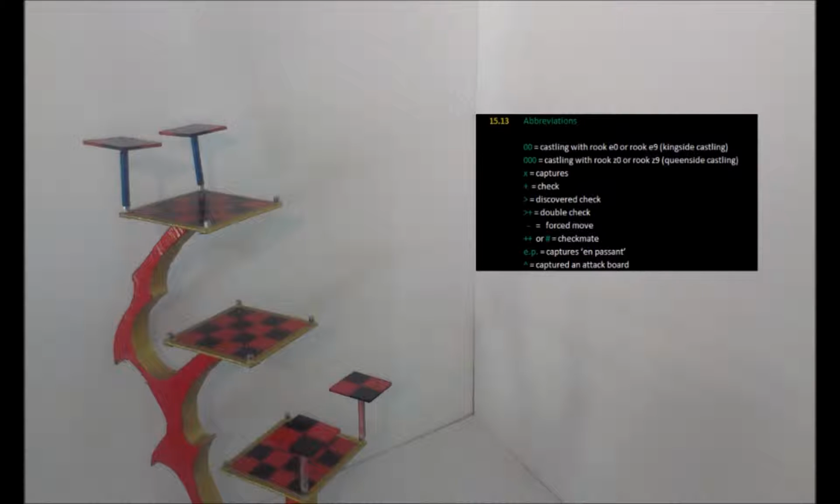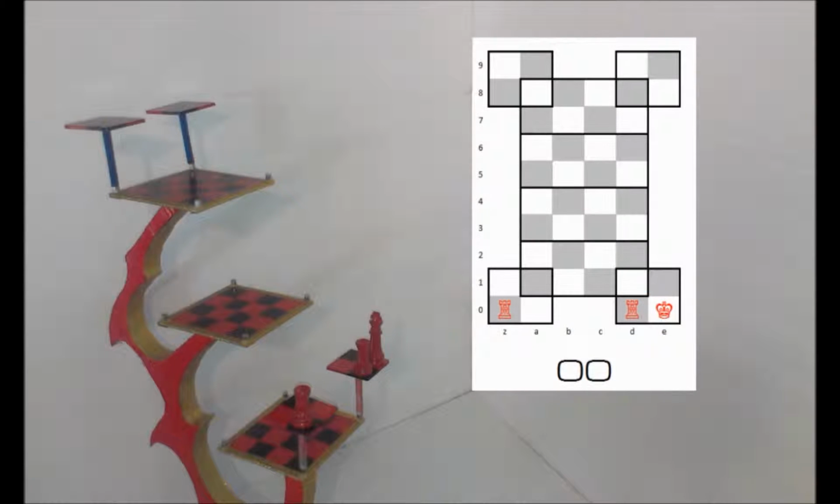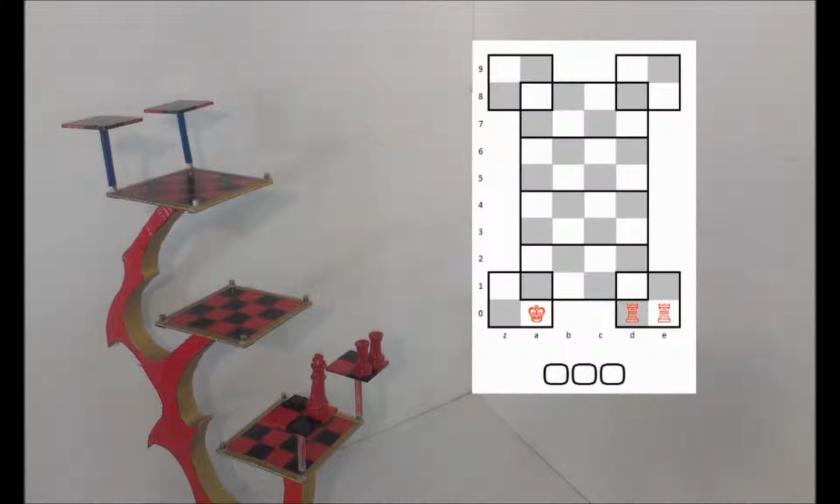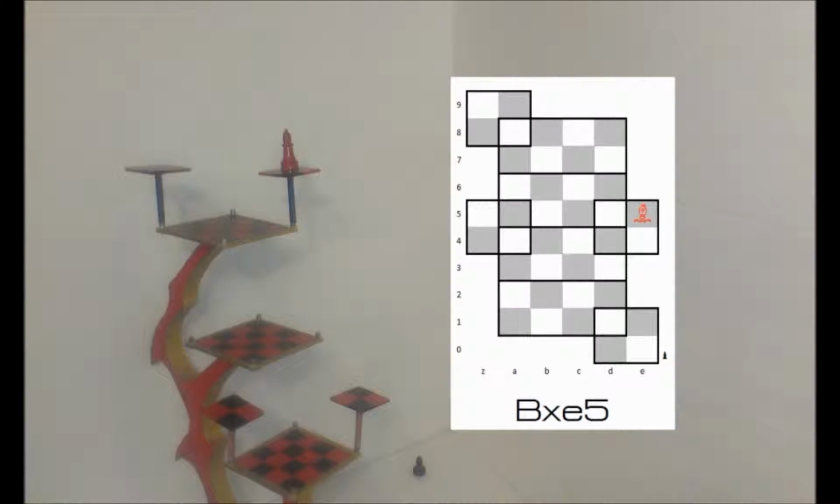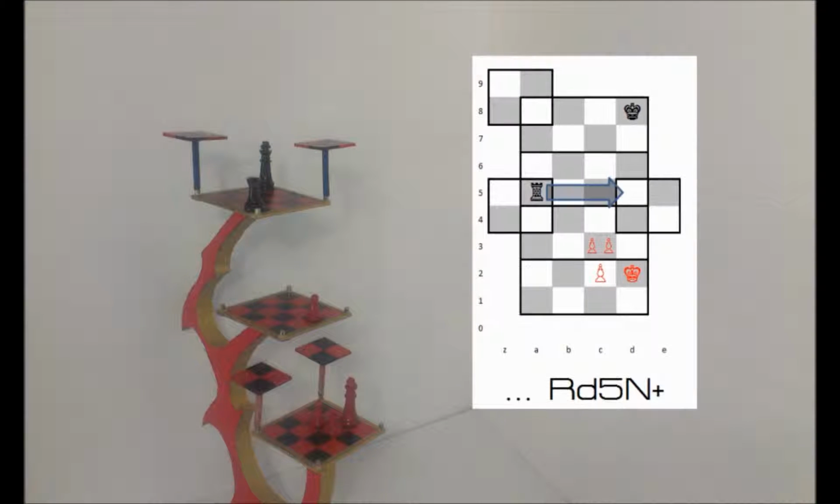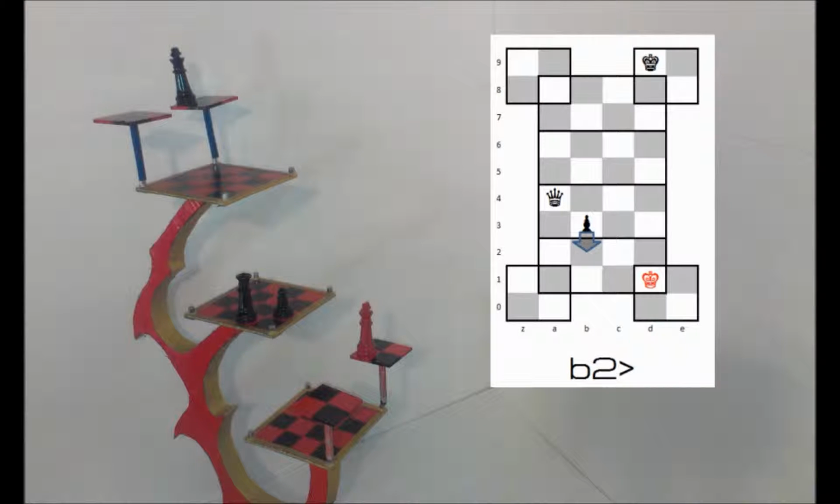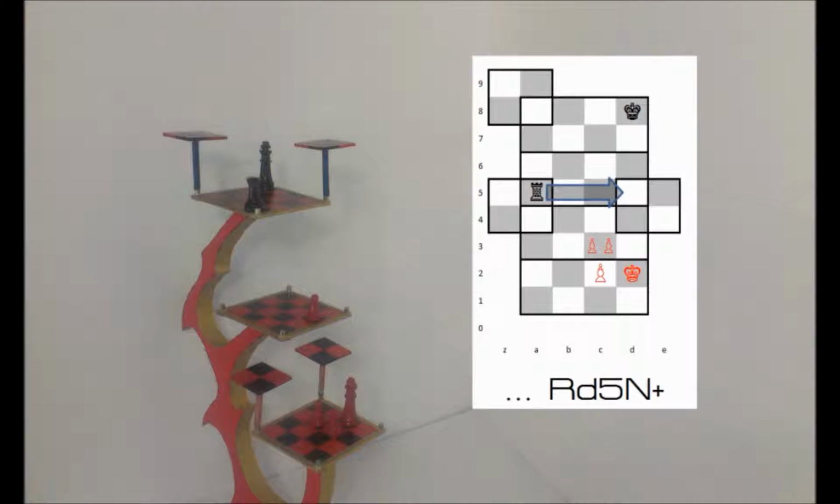15.13. Abbreviations. Double O equals king side castling. Triple O equals queen side castling. Lowercase x equals capture. Plus sign equals check. Greater than sign equals discovered check. Greater than sign and plus sign equals double check. Minus sign equals forced move.